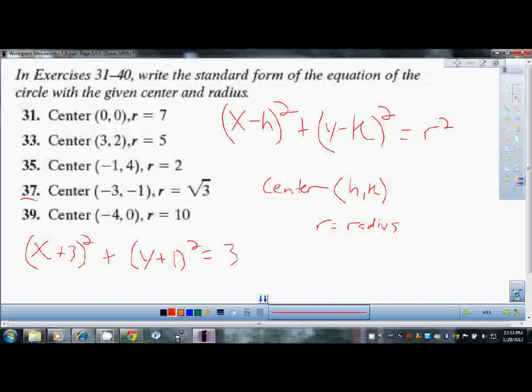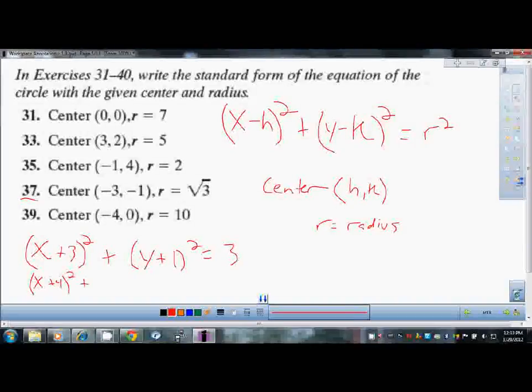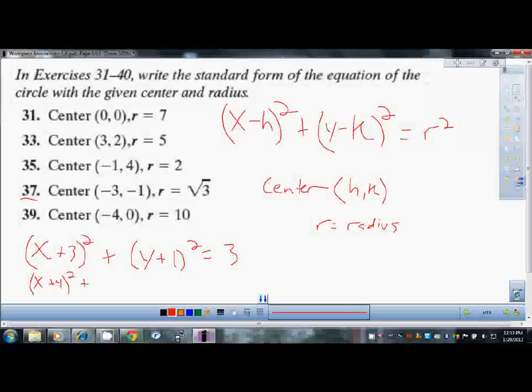We can do another one real quick. How about 39? X minus the negative 4, so that'll be plus 4, squared. Y minus 0. What is y minus 0? Just y. You could write the y minus 0 squared, but you don't have to because it's just minus 0. And then what's 10 squared? There you go. And there's the equation for 39.